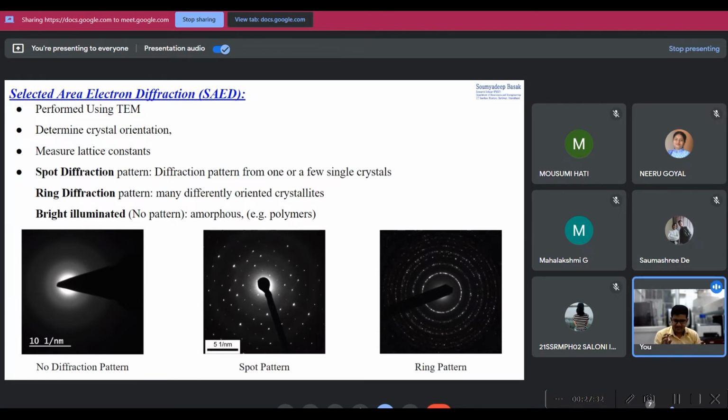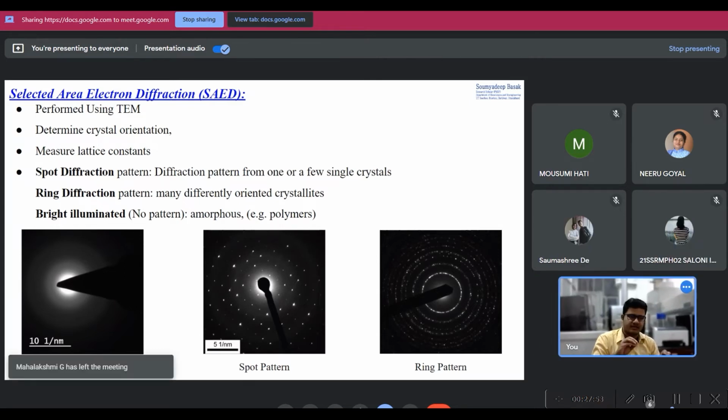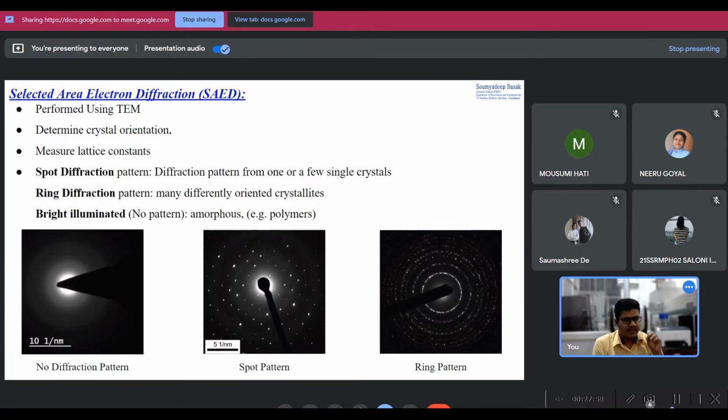Okay, so SAED is done through TEM and lattice measurements can be performed using it. For example, it has three kinds of spot patterns. From left we can start. It is a no diffraction pattern, just a white bright spot. The second is a regular arrangement of spots in the whole field. And the third one is a ring-like arrangement of spots.